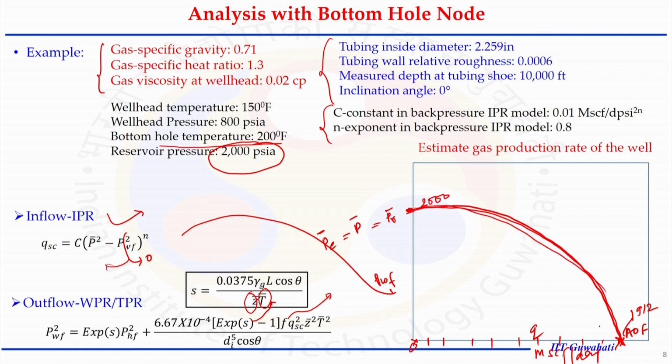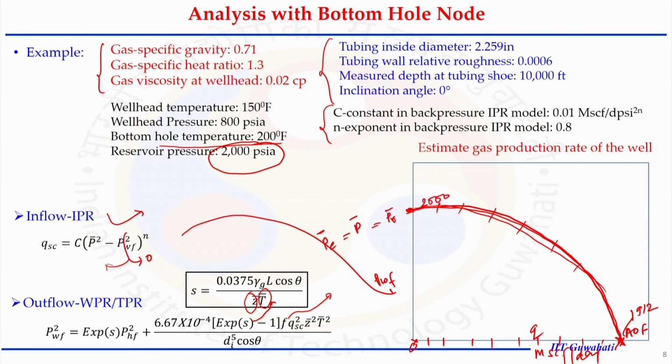Or what we can do, we can assume different values of PWF from reservoir pressure to 0, and accordingly we can calculate different values of Q. So, by either means we can construct this curve. In the outflow curve, we can do similarly: when we are having different flow rates between 0 to AOF, we can put them here, do the iteration and calculate.